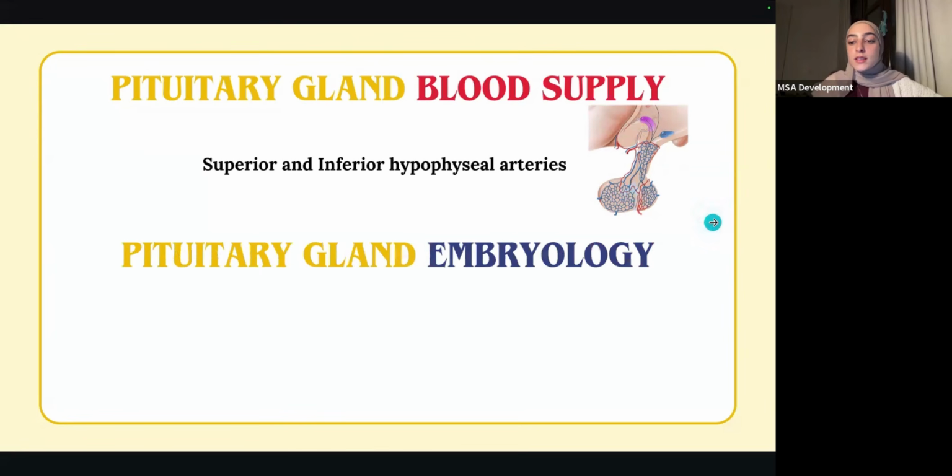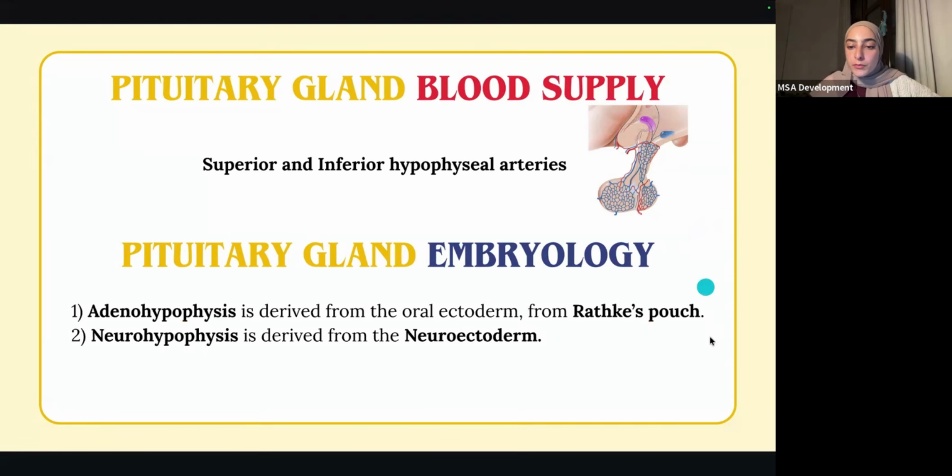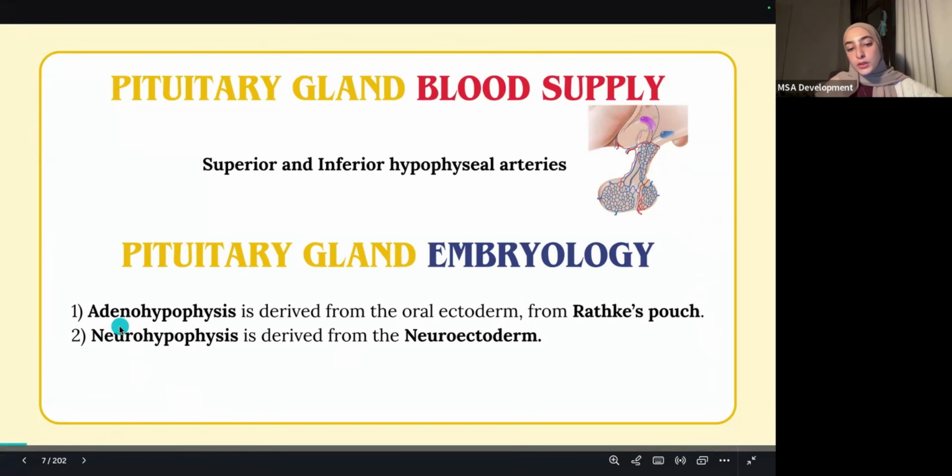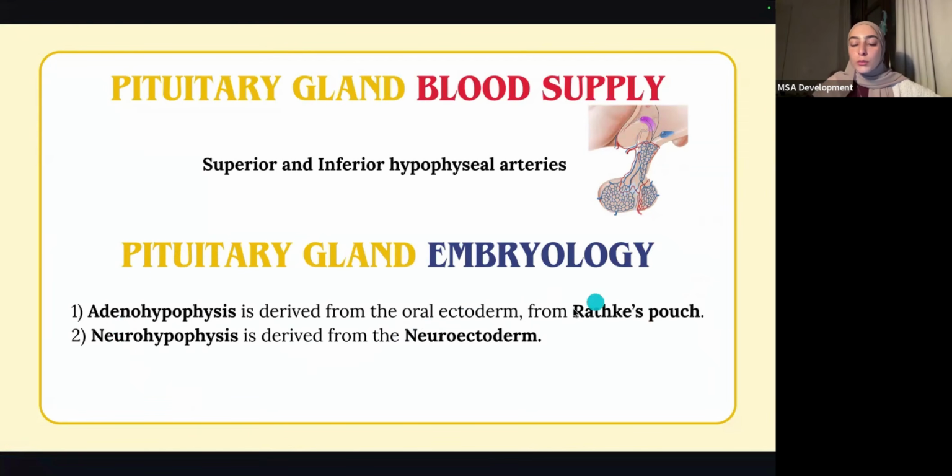Okay. Next is the embryology. They might ask you this as a sub-question in an OSPE exam, but it's very important to study the actual lecture. Very broadly, the adenohypophysis, which is the anterior pituitary, comes from the oral ectoderm, which is from the Rathke's pouch. So it's very important to just know it's Rathke's pouch, okay? And if they ask you, you can just write this and it will be correct. The neurohypophysis, which is the posterior pituitary, is from the neuroectoderm, because as I said, it's like a neuronal gland, so it's from the neuroectoderm, okay?